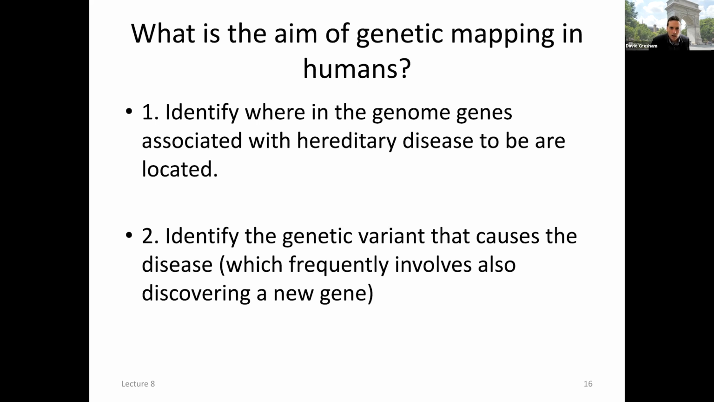We've been talking about maize, but now I want to talk about how we can apply these same concepts to genetic mapping in humans. When we are performing genetic mapping in humans, we have two goals. Firstly, we want to identify where in the genome the genes associated with a hereditary disease are located. That's the first step: to map it.